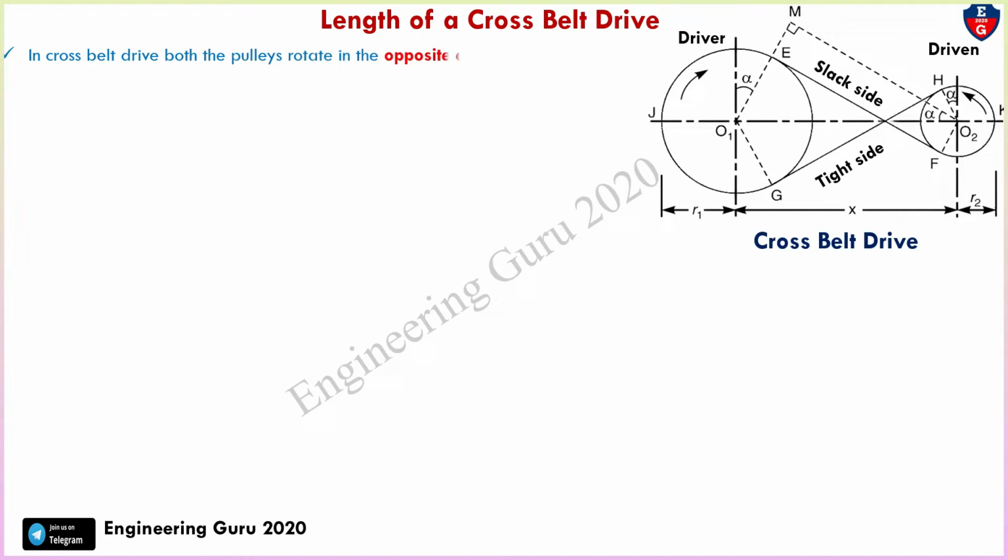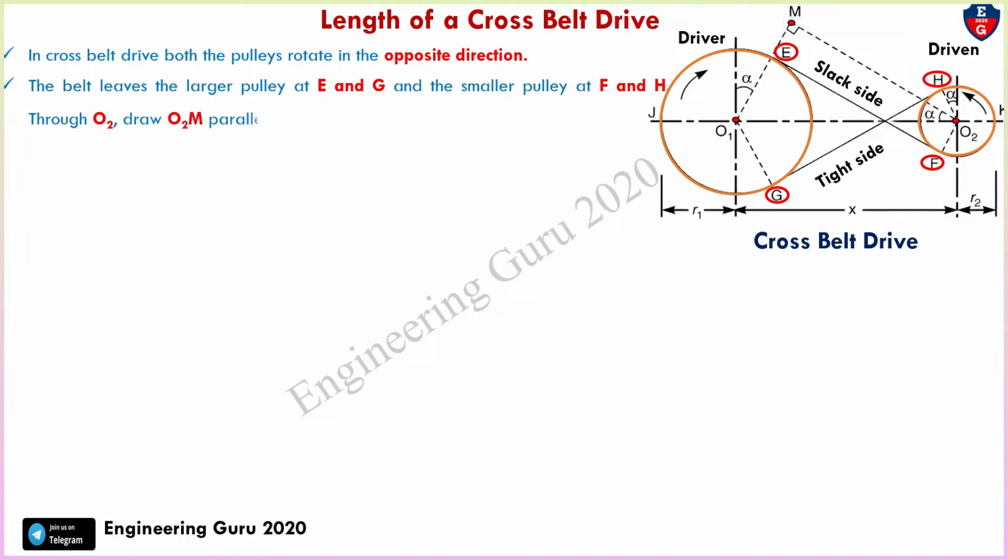In a cross belt drive, both pulleys are rotated in opposite directions. Means if this pulley rotates clockwise, then this pulley will rotate in the opposite direction, anti-clockwise. The belt leaves the larger pulley at E and G and the smaller pulley at F and H. Here this is the larger pulley, called the driver pulley, and this is the smaller pulley, called the driven pulley.